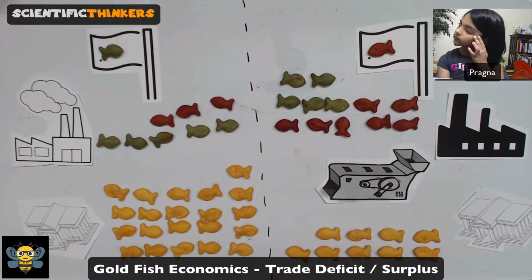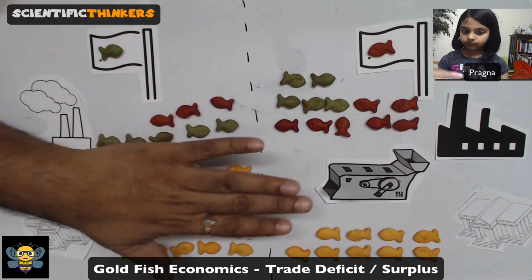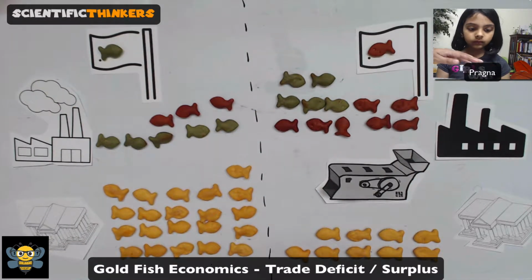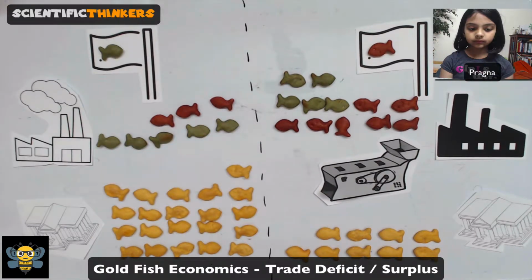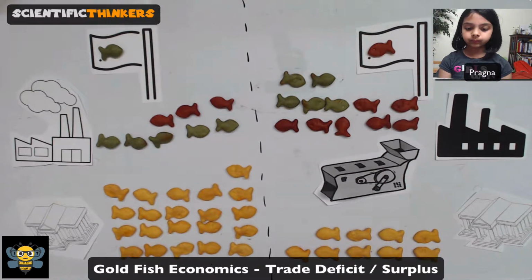Now an interesting thing happened. If you look at this, the red fish is losing money and green fish is making money, right? But tomorrow, because they have their own machine, they can produce their own green fish. They don't need to buy green fish from Green Fish Nation anymore.